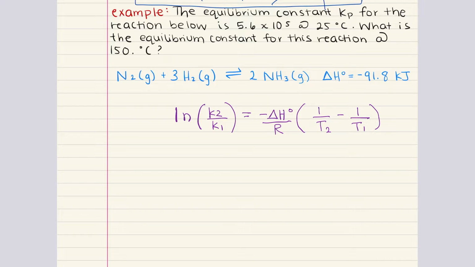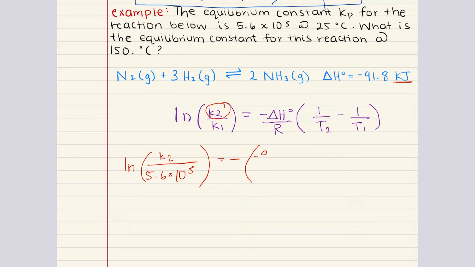To solve this problem, we're going to be using this equation. We're given K1, we're given T1 and T2, we're given delta H naught, and we know R because R is a constant. So let's go ahead and plug in the variables we know and begin to solve. Our ultimate goal is to calculate K2. So here we have the natural log of K2 divided by K1, which is 5.6 times 10 to the 5. This is equal to negative delta H naught. Now this is in units of kilojoules. We're going to convert that to joules so it matches the units for the ideal gas constant.